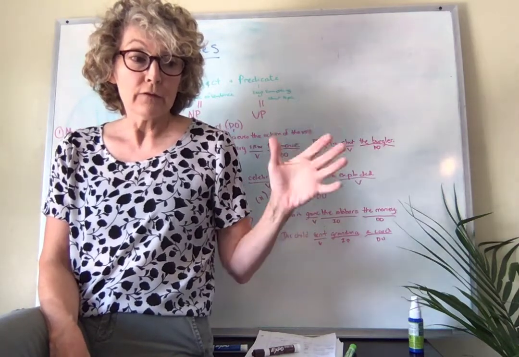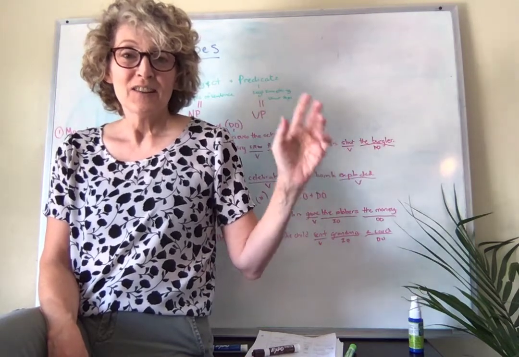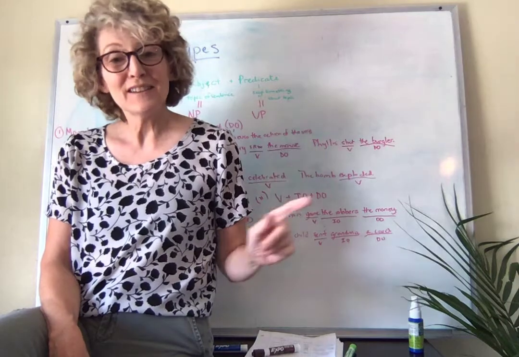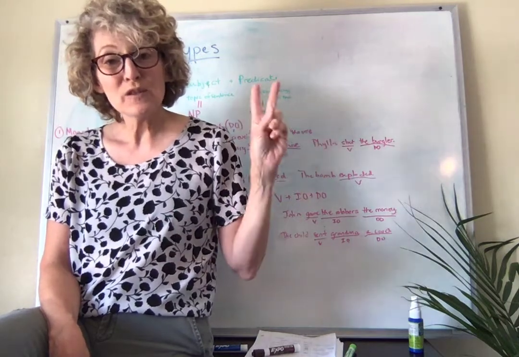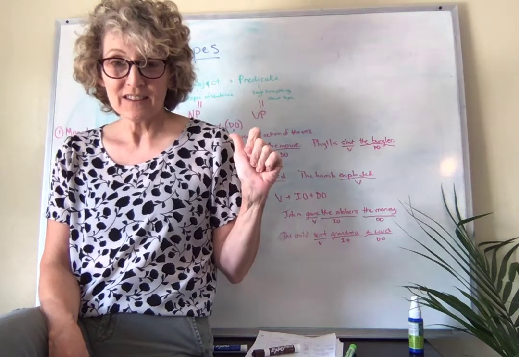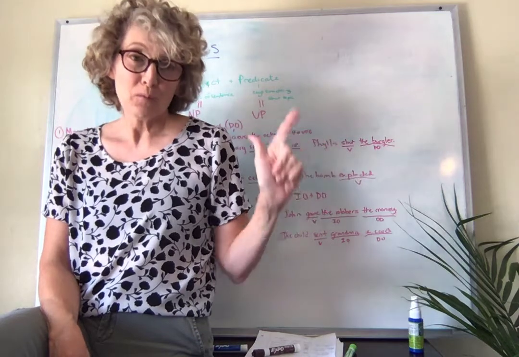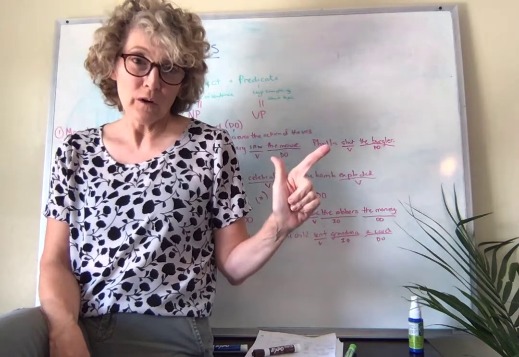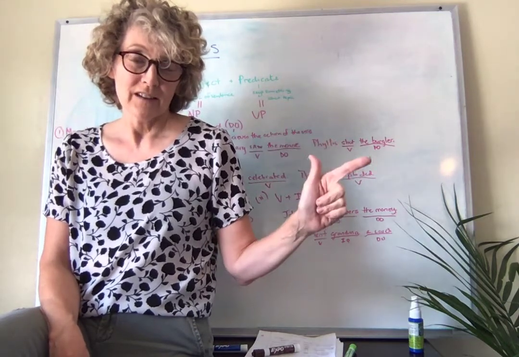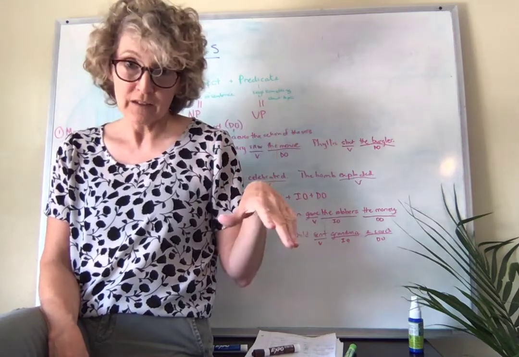So every single sentence in English will be able to be divided up into those two items: the subject of the sentence and the predicate of the sentence. The predicate is always a verb phrase. The subject is always a noun phrase.